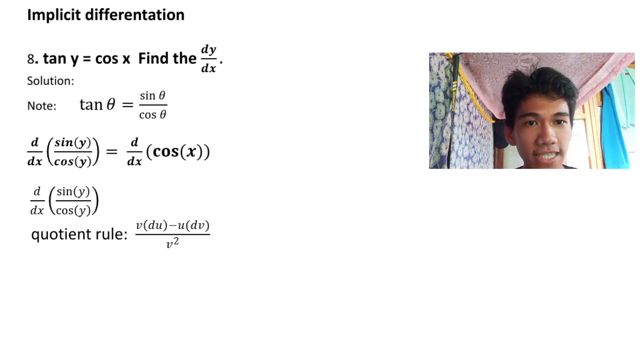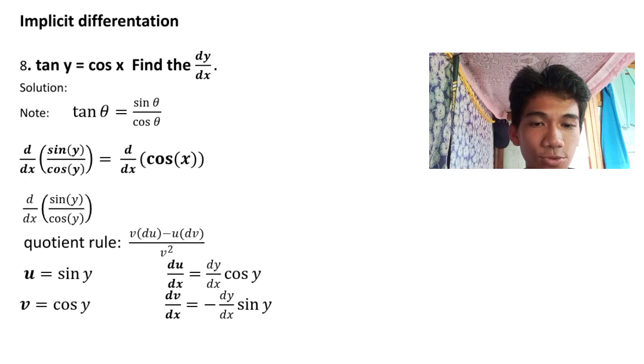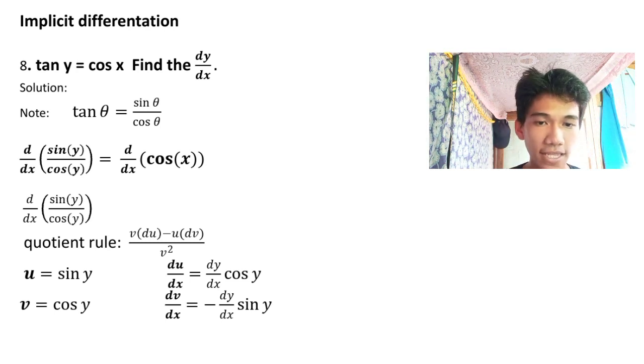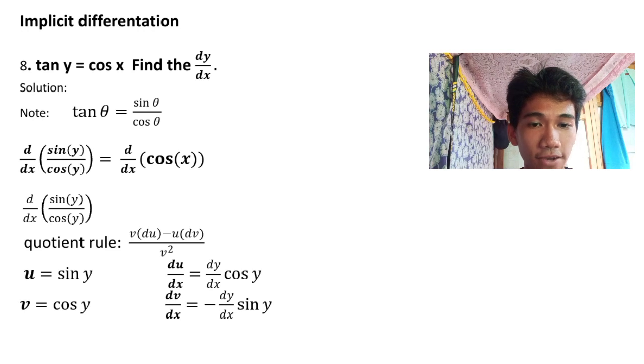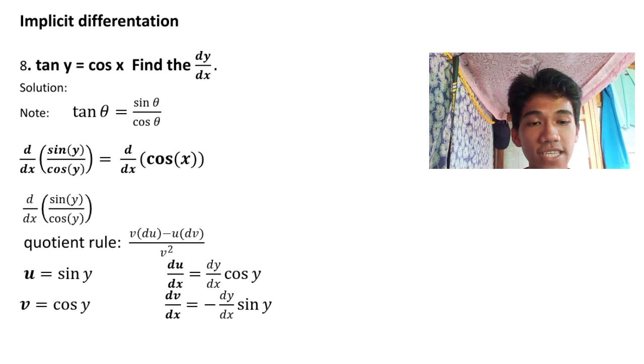First, let's list down the value of u and the value of v. We have the u, which is sine y, and the derivative of u with respect to x is equal to dy over dx cosine of y. And we have the value of v, which is cosine of y, and the derivative of v is equal to negative dy over dx sine of y.